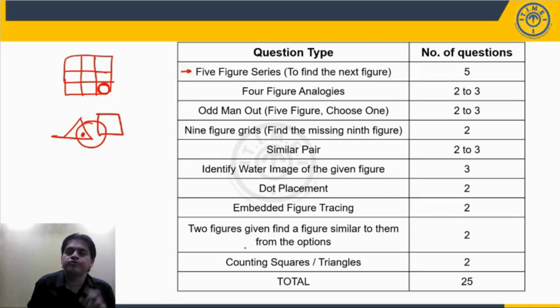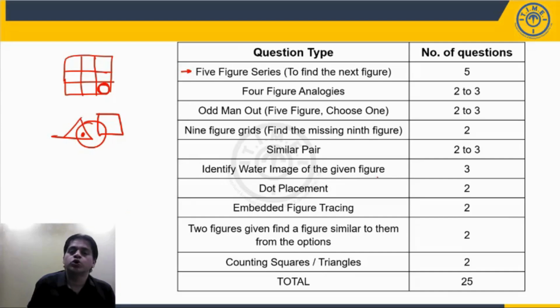Then there was a question type where two figures were given, and you have to identify from the options another figure which is similar to the given two figures. You should not consider the two figures as forming a pair. Whatever pattern is present in those two figures, you have to find which other figure from the options also has that same pattern. There were two such questions, and finally two questions of counting. One had a 4x4 grid, where you count the number of squares, and one was based on triangle counting.